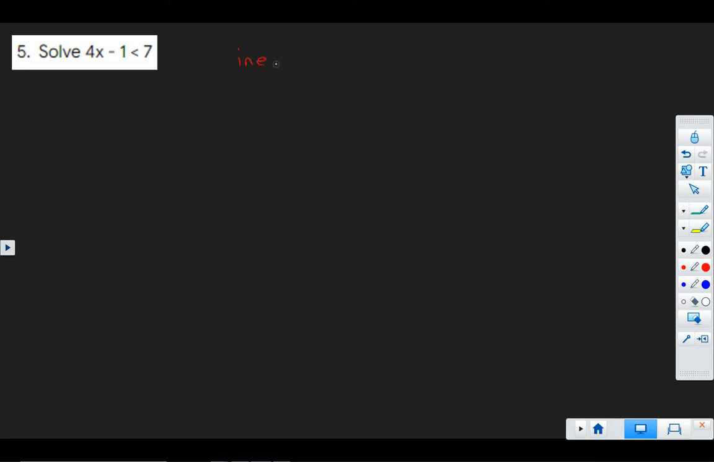Okay, so we need to solve an inequality here, and we follow the same principles as we do for solving equations by making sure that we retain balance by doing the same thing to both sides. So my aim here is to get this x on its own, and the first thing that I'm going to do with this x is I'm going to add 1 to both sides. So I have 4x, so take away 1 plus 1 is nothing, is now less than 7 plus 1 is 8. So 4x is less than 8.